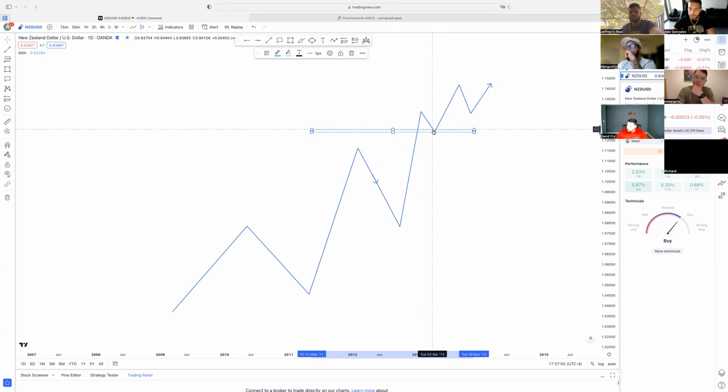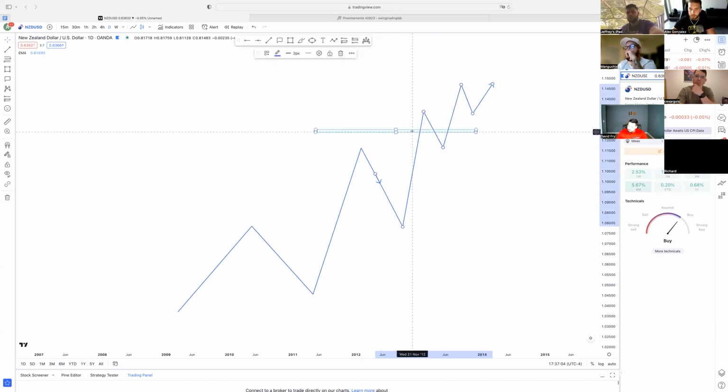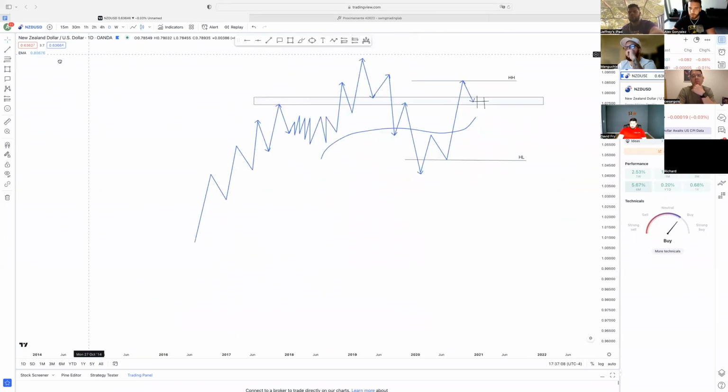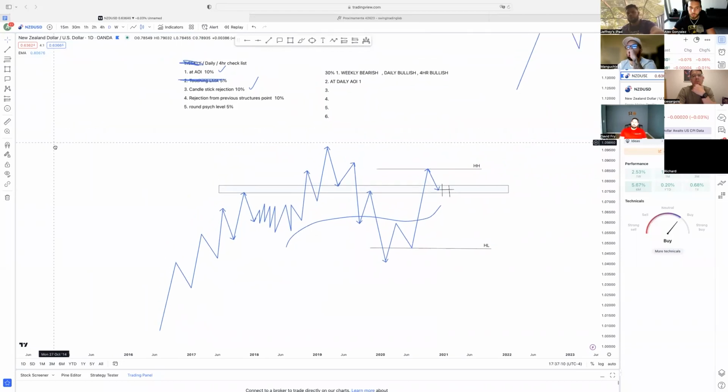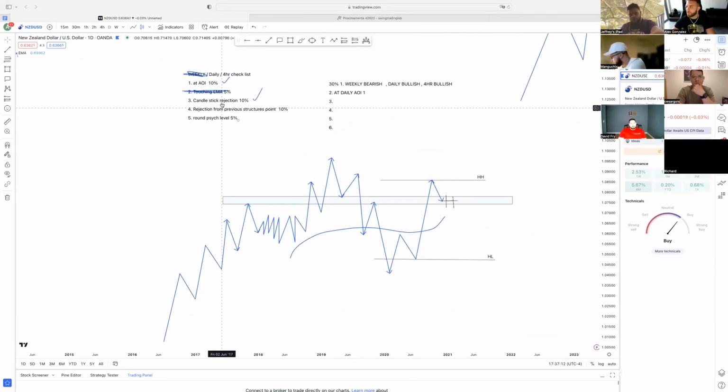But when price has a rejection from the previous structure point, it's added as a confluence, right? So for this example right here, are we at the previous structure point? Type 1 if yes, type 2 if no. Are we at the previous structure point?